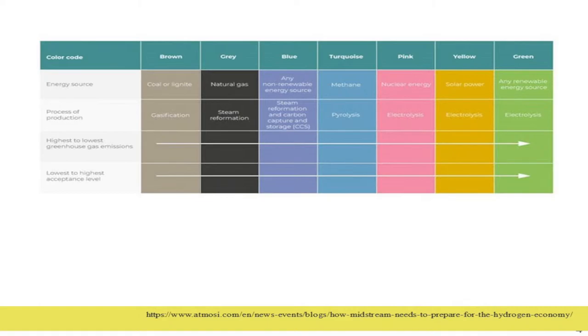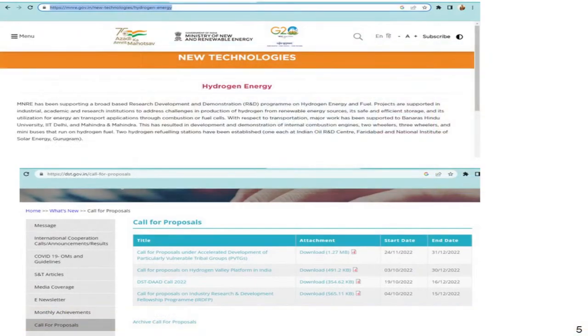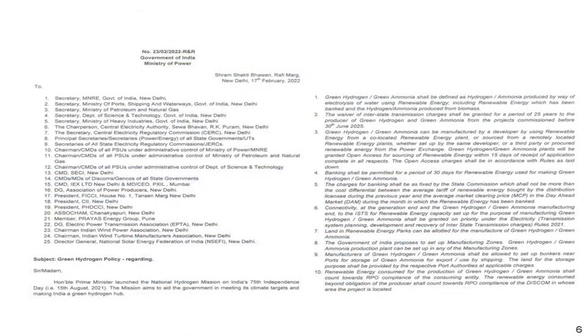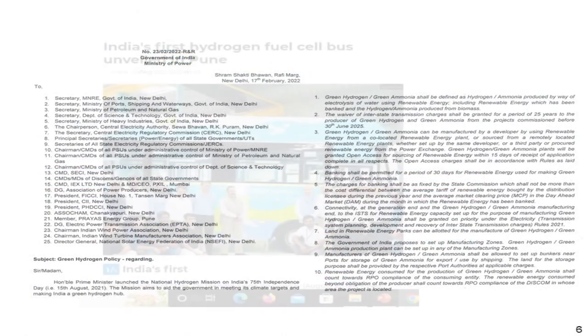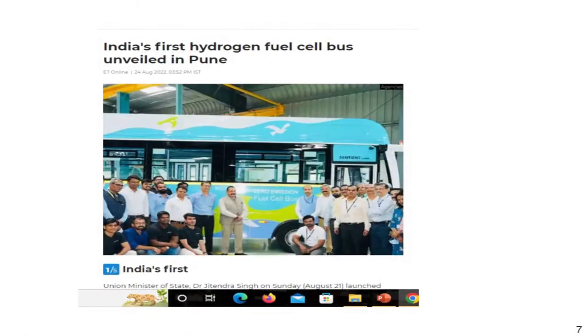And different funding agencies are offering projects. For example, the Ministry of New and Renewable Energy announced the hydrogen energy mission and a call for proposals for the hydrogen valley platform, which is also announced by the DST. And a green hydrogen policy is also drafted by the Ministry of Power, Government of India. And some protocol is also developed to run vehicles on hydrogen.